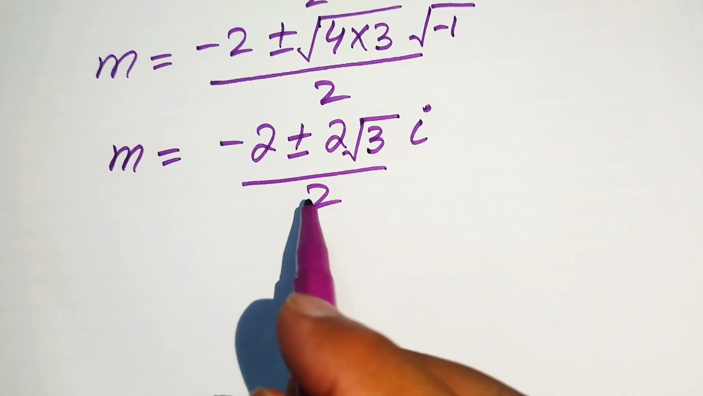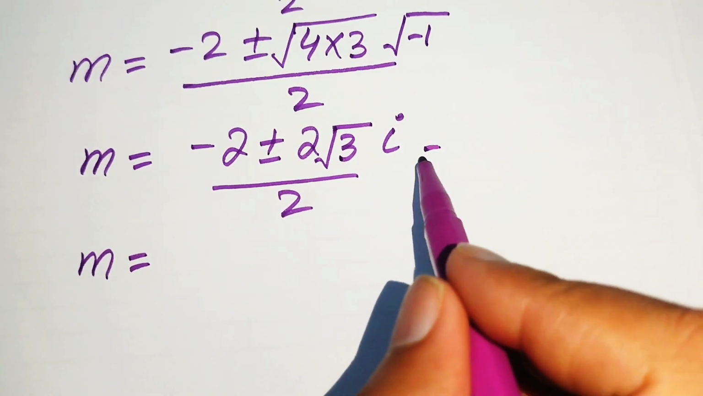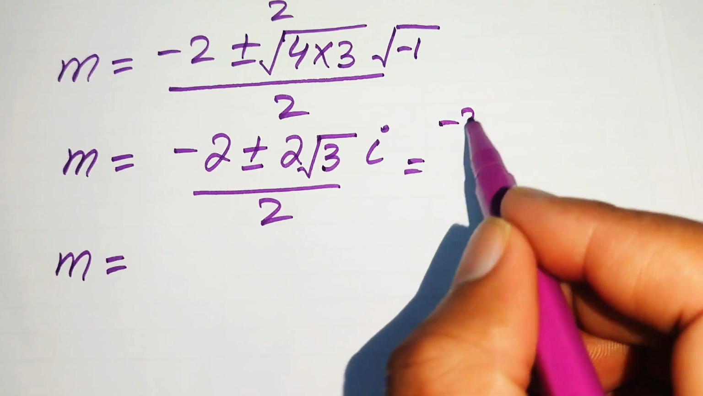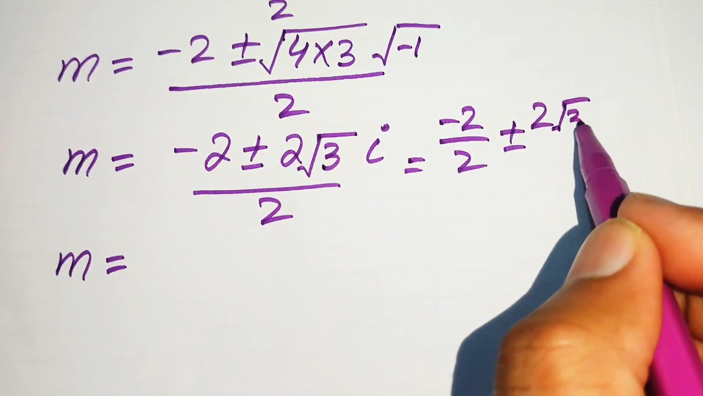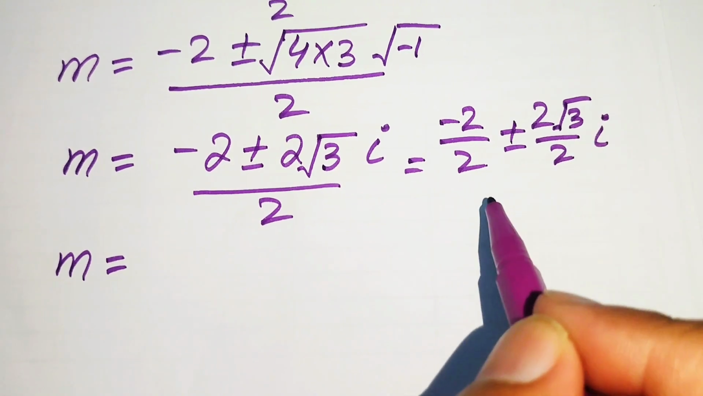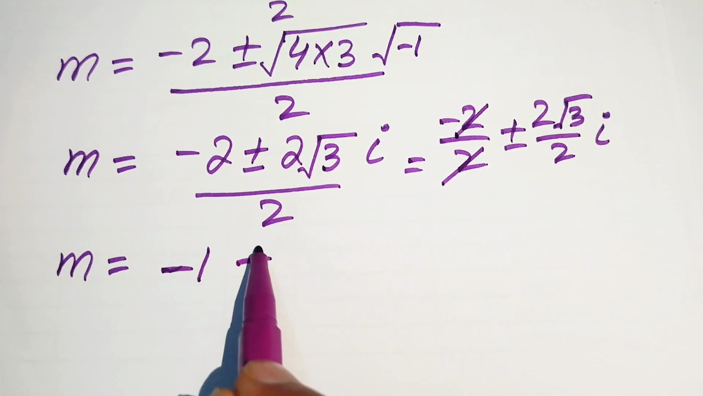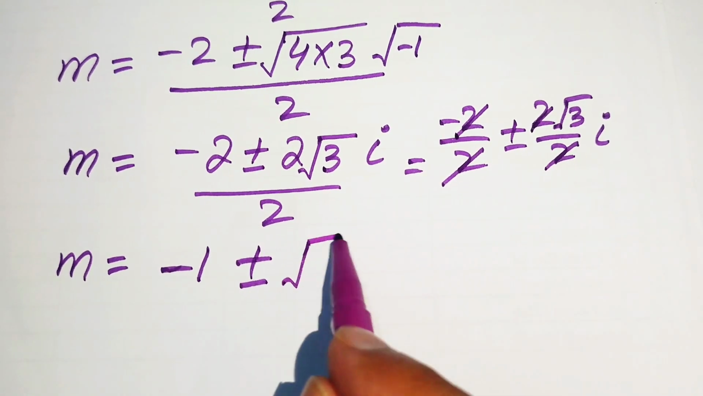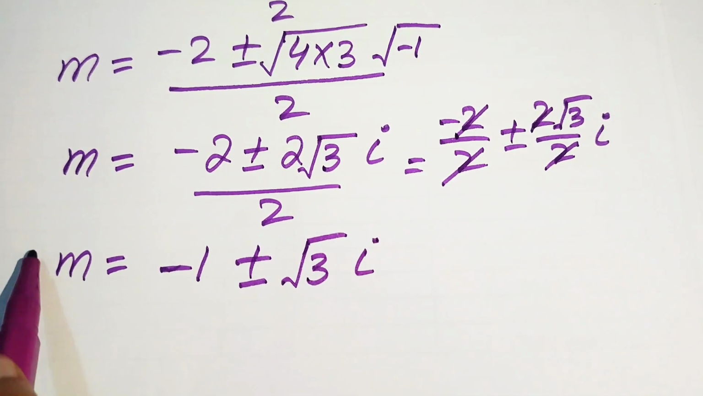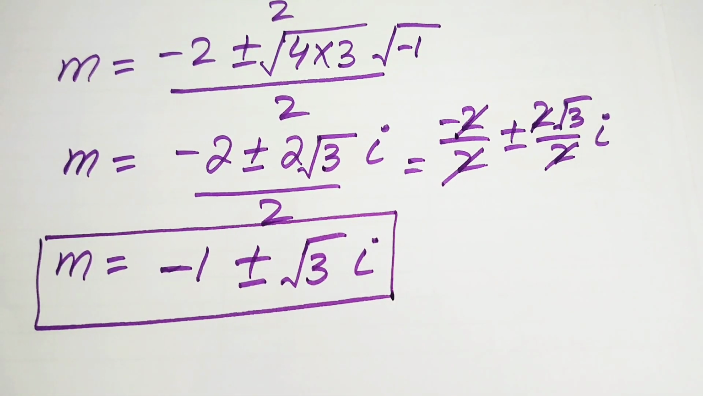And now we separate this fraction, and it will be written as: minus 2 over 2 plus minus 2 into square root of 3 over 2 into iota. So this is cancelled out by this one, and we get here minus 1 plus minus, this is cancelled out by this one, and we get here square root of 3 iota. So these are the other two complex roots of the equation number 1.